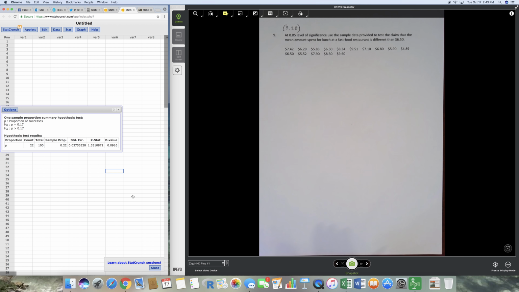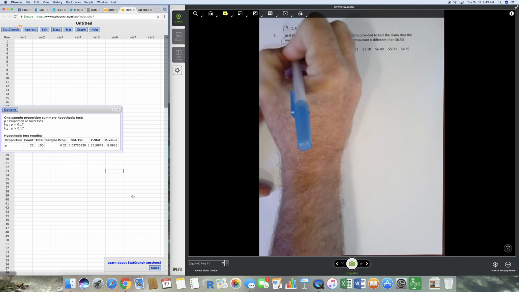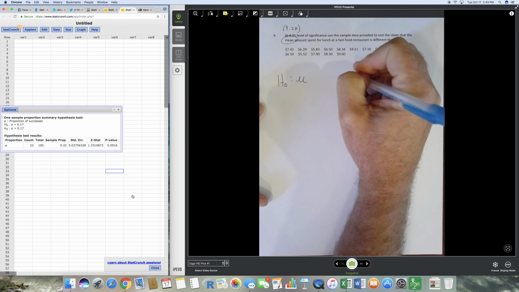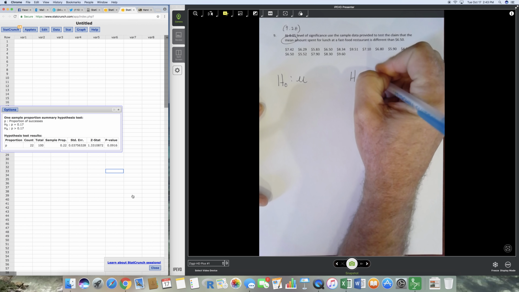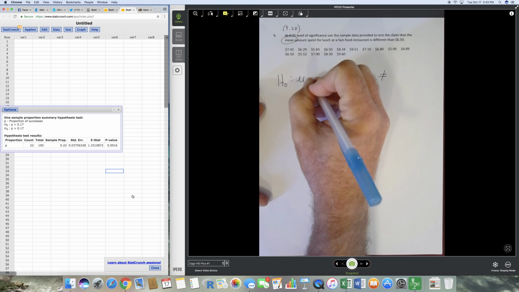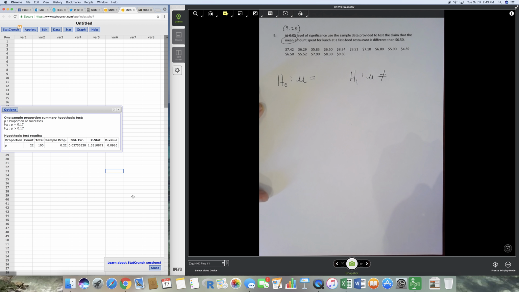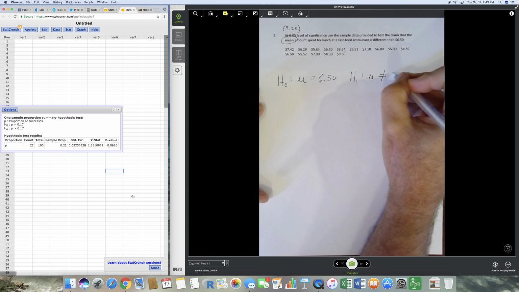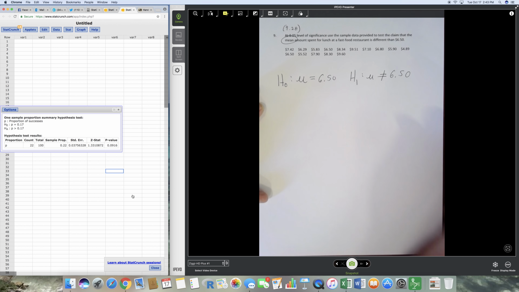All right, at a 0.05 level of significance, use the sample data provided below to test the claim that the mean amount spent for lunch at a fast food restaurant is different than $6.50. Well, guys, first of all, the mean tells me that I have mu, and different tells me I have not equal to and equal to. So we want to know 6.50 and 6.50.